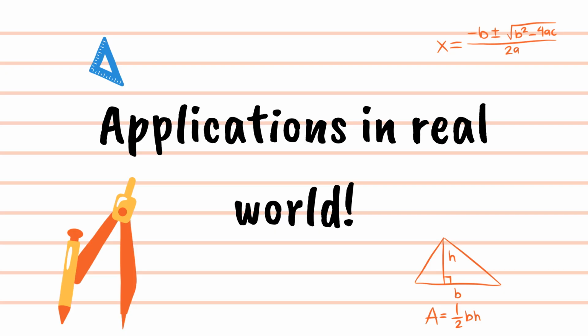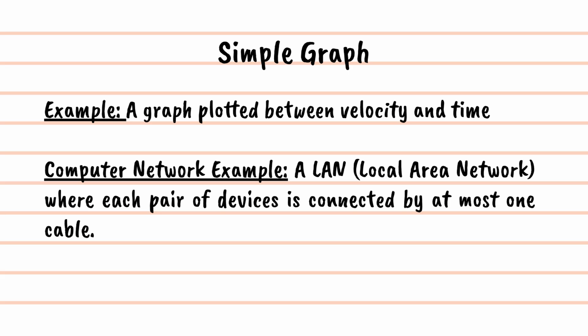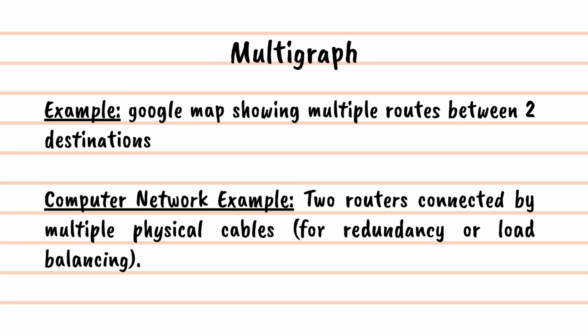Next, let's look at the applications of these graph types in the real world. A simple graph example is a velocity time plot. In computer networks, a LAN where each pair of devices is connected by at most 1 cable is a simple graph. Multigraphs are seen in Google Maps when showing multiple routes between 2 destinations. In computer networks, 2 routers connected by multiple physical cables for redundancy or load balancing form a multigraph.